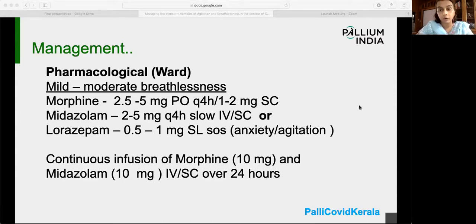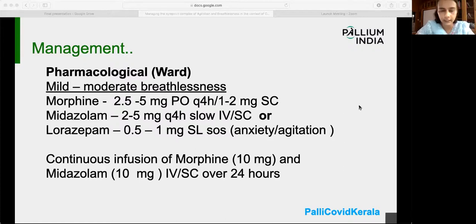Now, regarding the morphine dosage, if the patient is elderly or has evidence of renal failure, we can start at a much lower dose. Morphine can be given either at a lower dose, or the interval can be increased to 6th hourly or 8th hourly. Now, a few words about morphine.